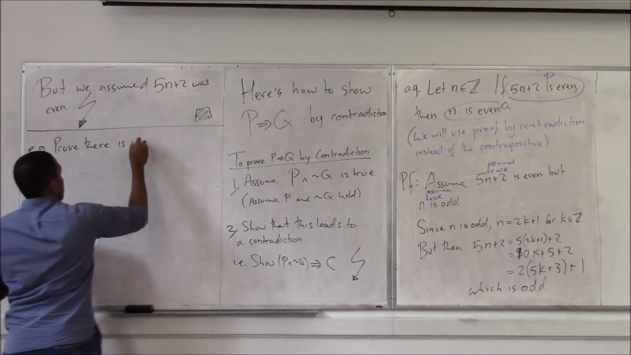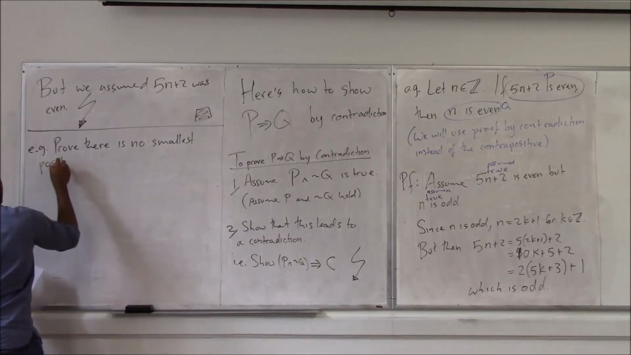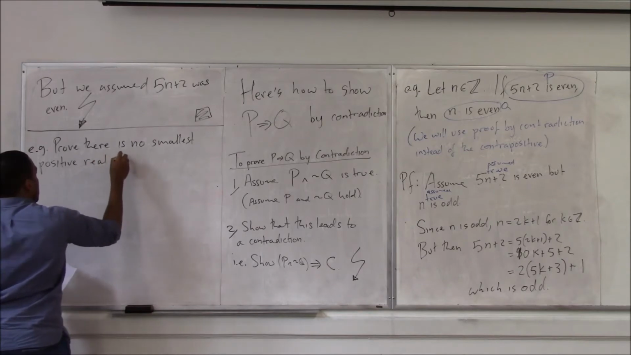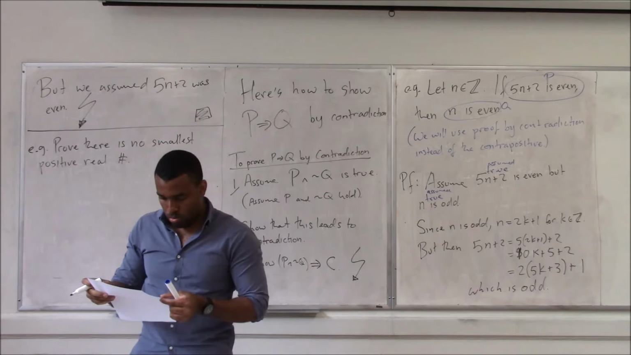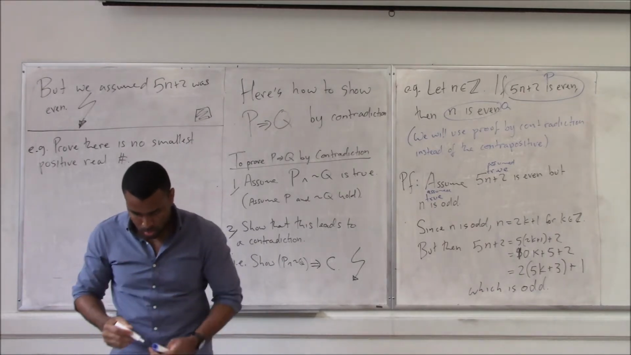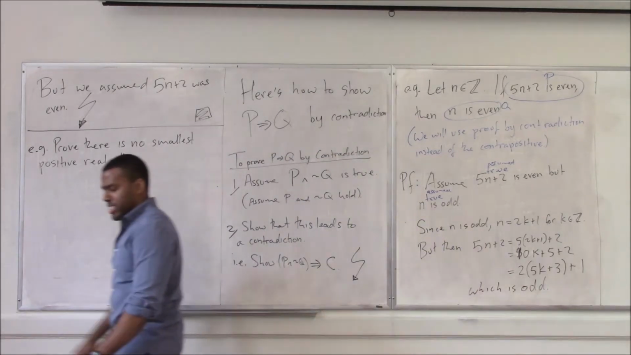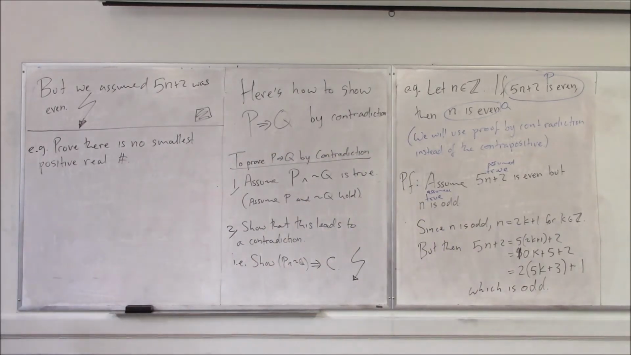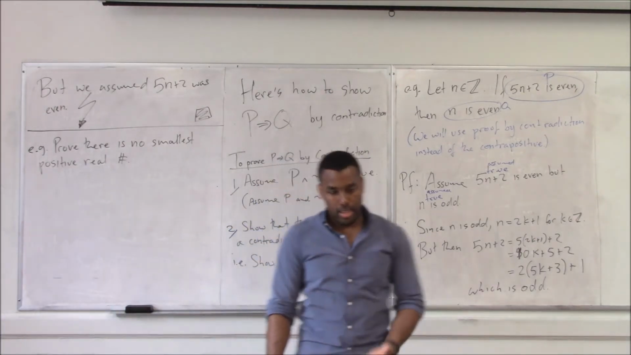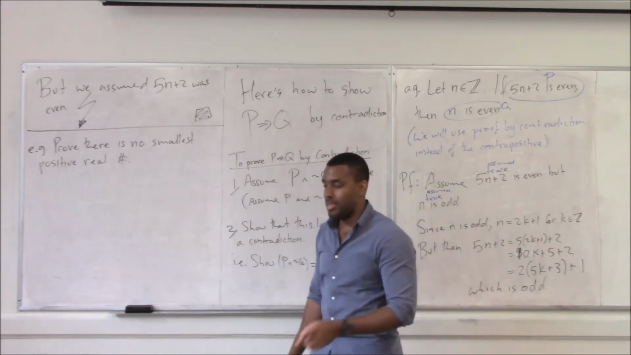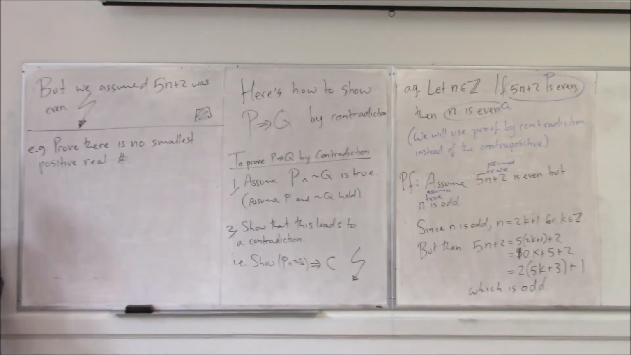Prove there is no smallest positive real number. So this is like the guy that said, there's no such thing as leprechauns, right? There's no such thing as a smallest positive real number. Turns out you can prove that. Okay? You can't prove it with an example, right? Because it's a universal claim, but it can be proved that there does not exist such an example.